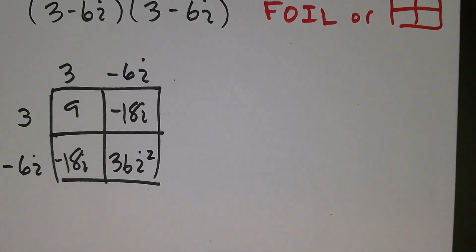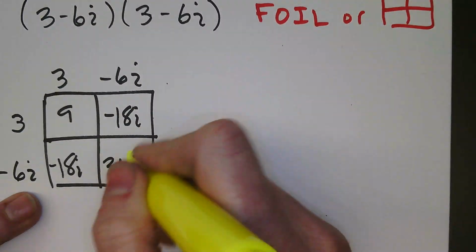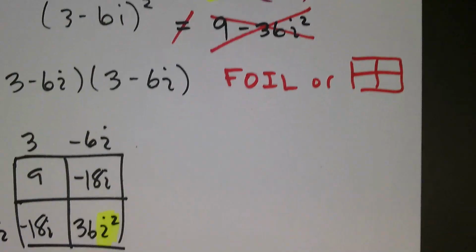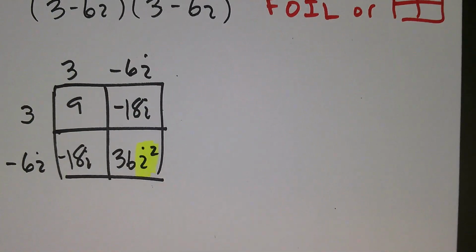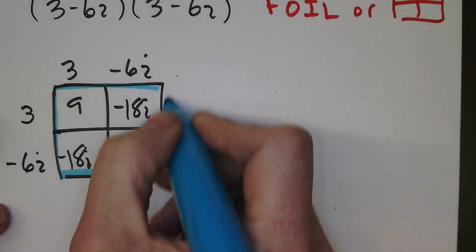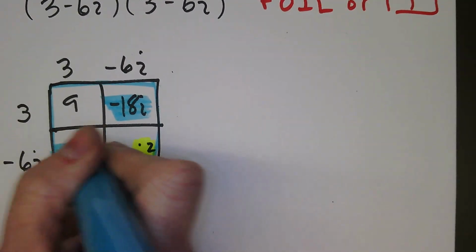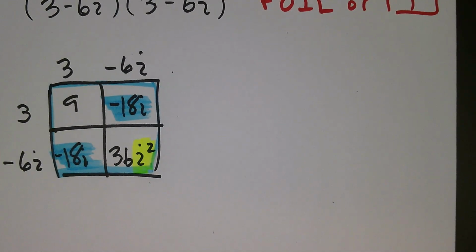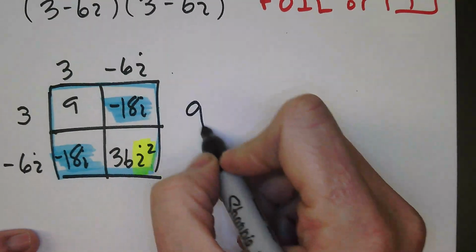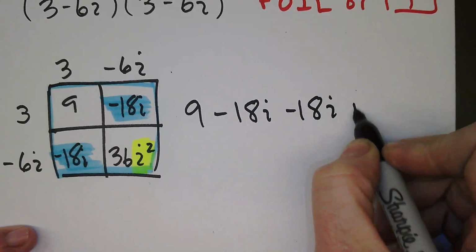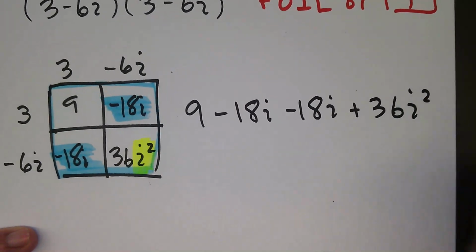And this is really important. This was where we need to recognize that when we have i squared, we're actually going to replace it with -1. But before I do that, let me take all my terms from inside my area model, right? All of these terms need to be added up, and especially the like terms, the i terms, need to get put together. So I'm going to end up with this: 9 minus 18i minus 18i plus 36i squared.